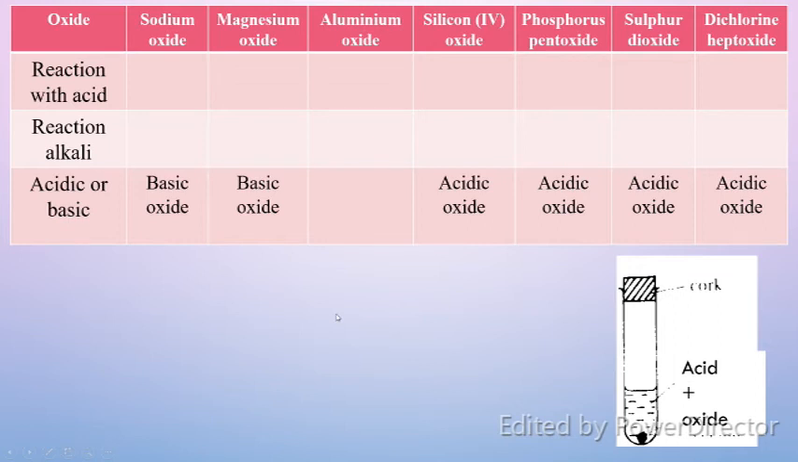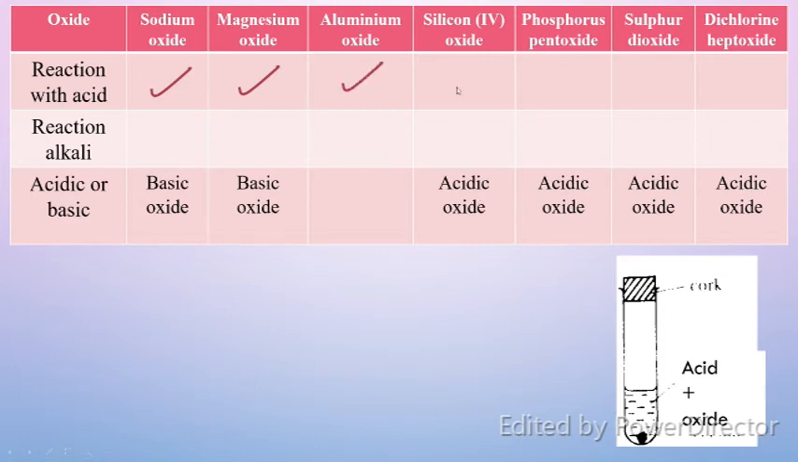Yes, it will react with acid. So you learned this one in Form 2, right? So it will react with acid. How about magnesium oxide? If magnesium oxide is a basic oxide, so I pour in some acid and then I add 2 spatula of magnesium oxide. Any reaction take place? Yes, it will react with acid. And then aluminum oxide, it will react with acid as well.